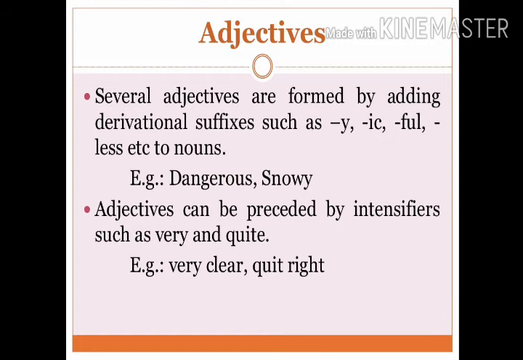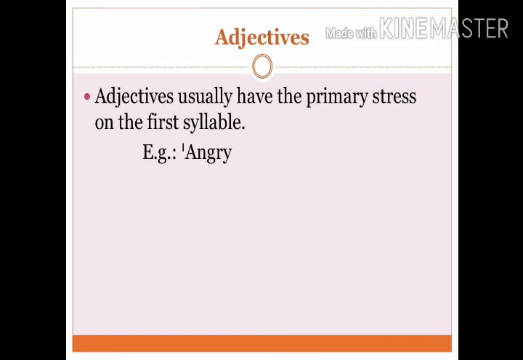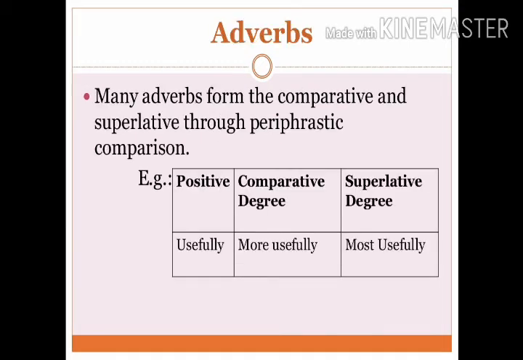Adjectives can be preceded by intensifiers such as very and quite. Example, very clear, quite good, etc. Adjectives usually have primary stress on the first syllable. Consider the adjective angry. It has got two syllables and here the stress falls on the first syllable. That's about adjectives. Now we have adverbs.